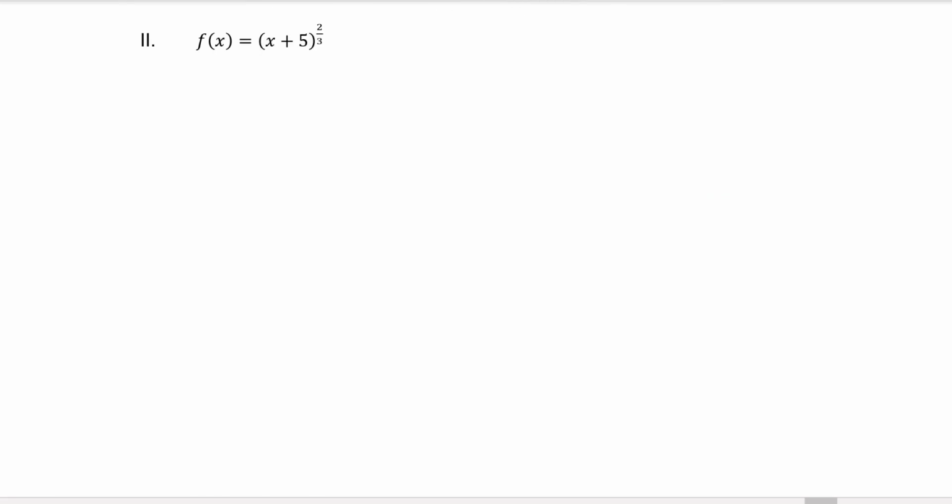All right, let's look at a radical function now. So f of x equals (x plus 5) to the 2/3 power. Same idea, we're trying to find the critical numbers, the intervals where the function is decreasing and increasing, and all relative extrema. And if there are none, we're stating that. So f of x equals (x plus 5) to the 2/3 power.